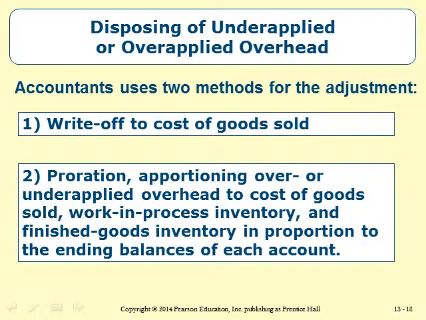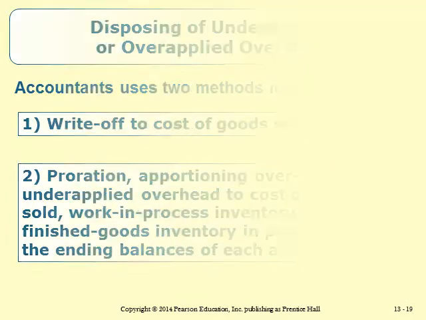or we prorate it across inventory accounts and the cost of goods sold account, and our inventory accounts would include work in process inventory and finished goods inventory. And so we can choose either one of those two methods for accounting for this over or under applied overhead.